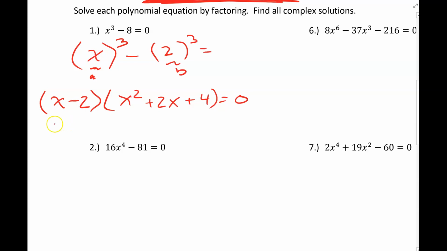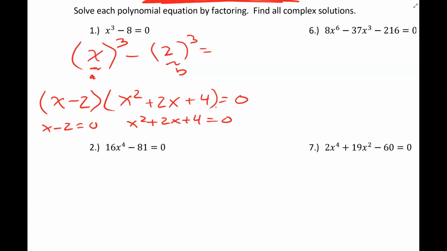Great. So Jack says set each of the factors equal to 0. Why is it okay to do that? Because it equals 0. Can you do that if it doesn't equal 0? No. This is special for only equaling 0. You can do this. So now I can solve these as 2 separate problems.